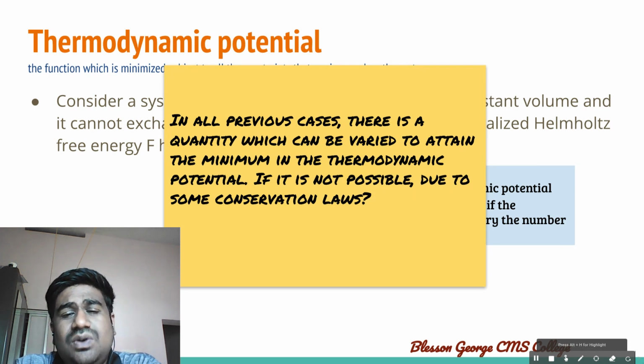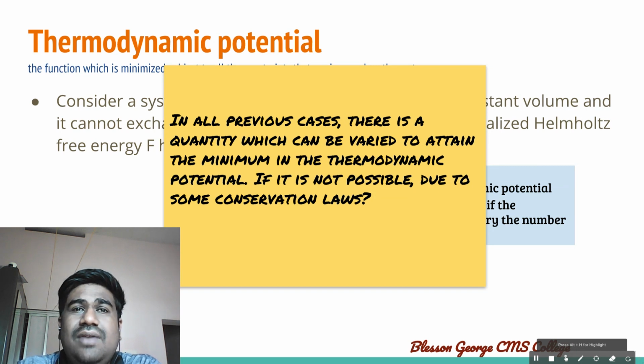And if there is no such quantity, or if a quantity cannot be varied to attain equilibrium, for example, if in the second case the number of particles is fixed, or if there is a conservation law, then we cannot change the number of particles. Then how does the system attain equilibrium?